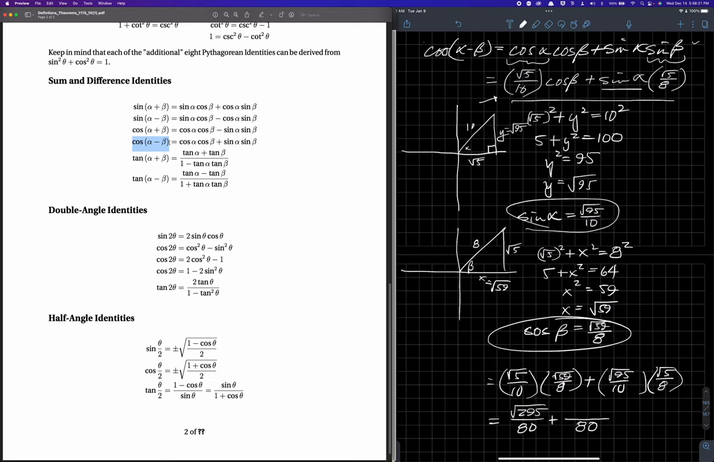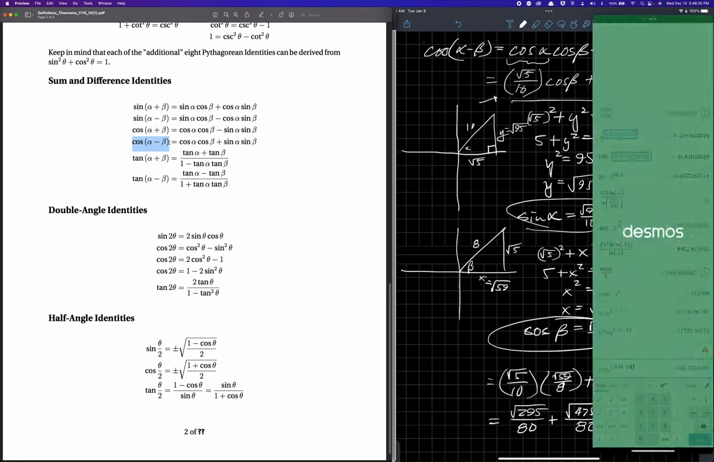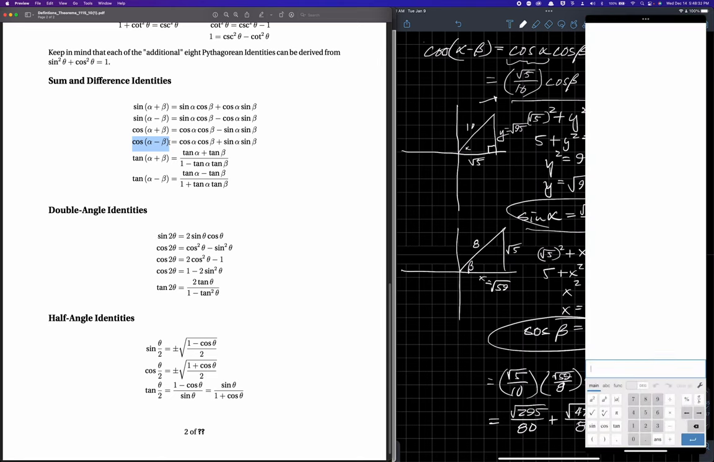I'm not going to do that one in my head. 500 minus 25, I think that's going to be 475. I'm going to check both of these with the calculator. So 5 times 59, 295. And what was the other one? 5 times 95, 475.